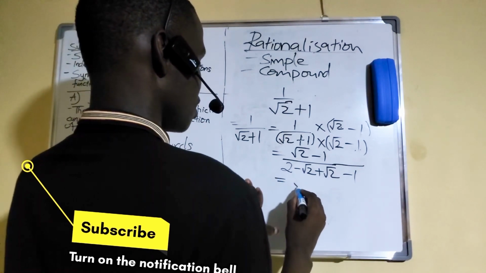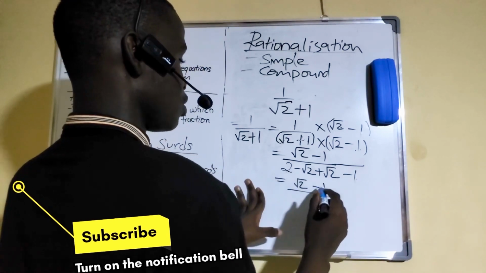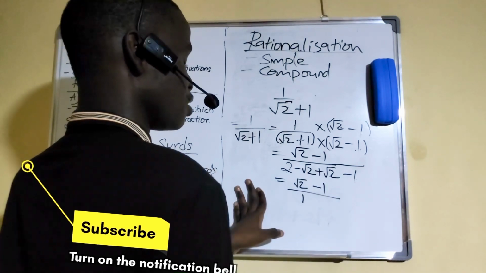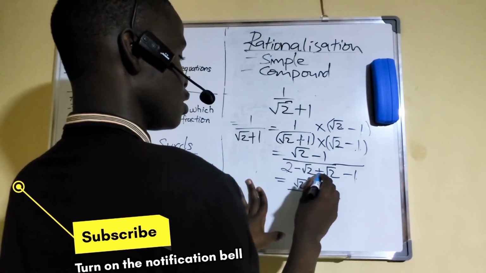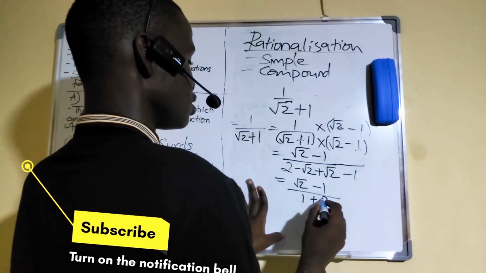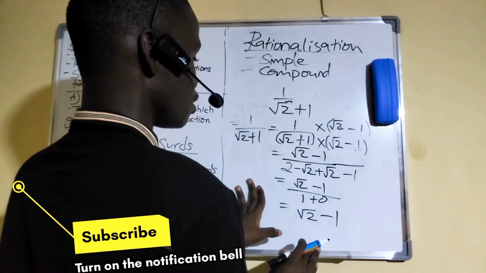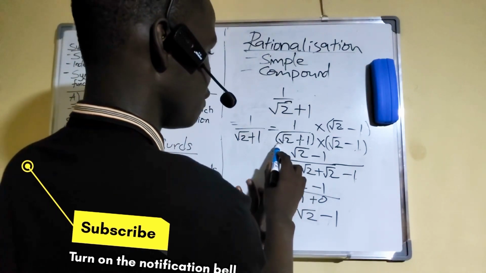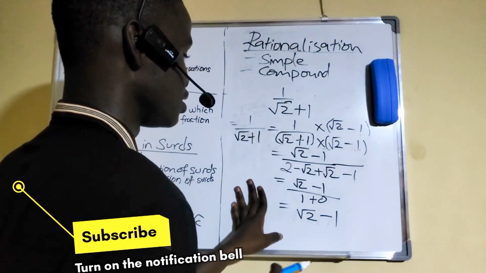This is the same thing as root 2 minus 1 over, simplifying this 2 and this 1, we shall have a positive 1. Now this and this, they cancel out, and we shall have negative root 2, and then plus root 2, which gives me a plus 0. So this is simply root 2 minus 1. From this step we shall look at another method of simplifying this without going through this hardship, but for now we can continue with this.